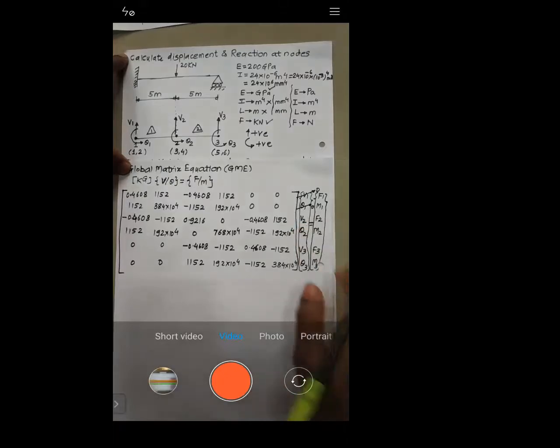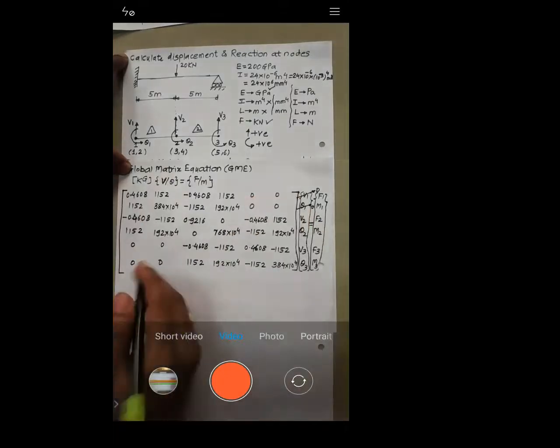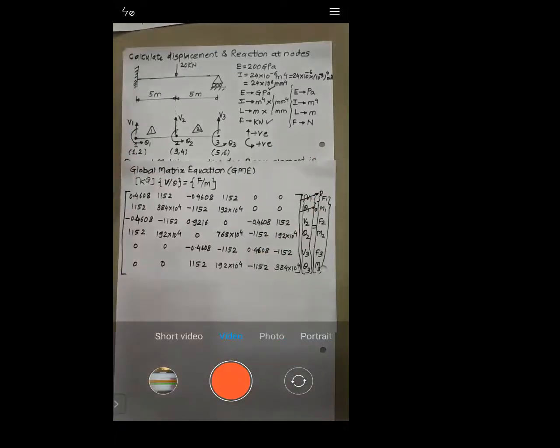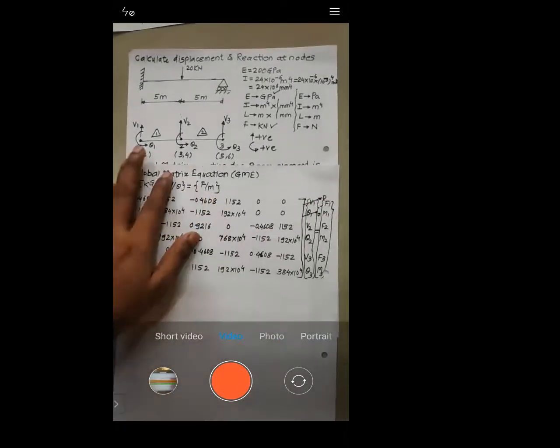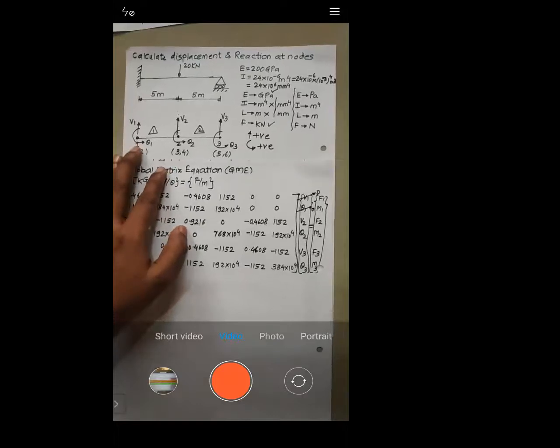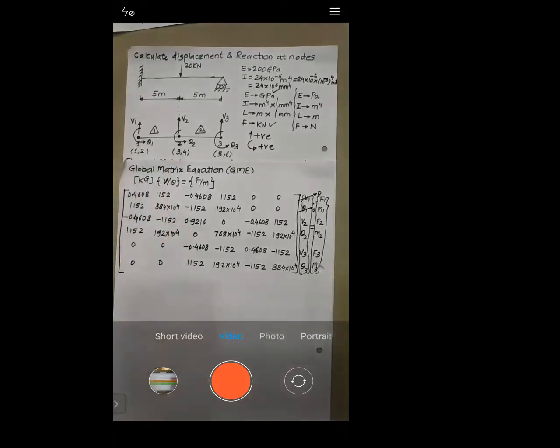V1 and theta 1 are 0. Now you have 4 equations, 4 unknowns. Is any boundary condition missing? So V3 is 0. Why is V3 0? Theta 3 is 0. Why is theta 3 is 0?